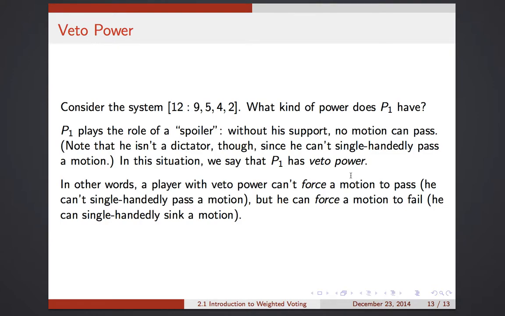Okay, so that is all the setup that we need in the introduction, and next time we'll move on to a definition of what power actually is.